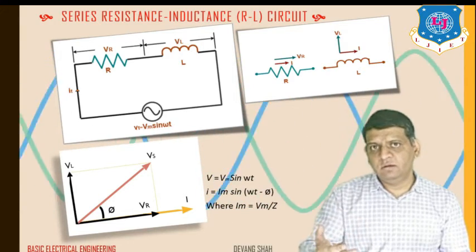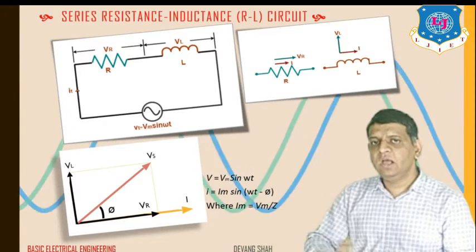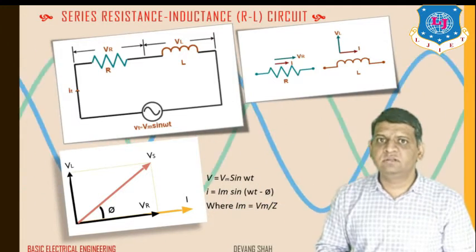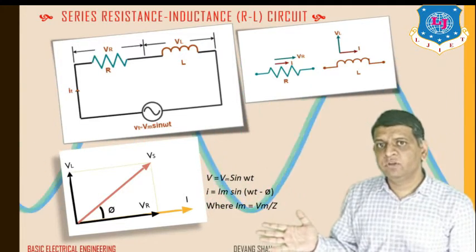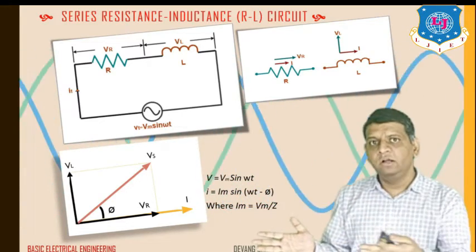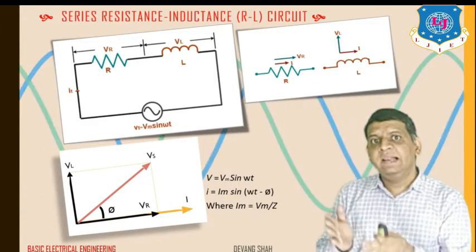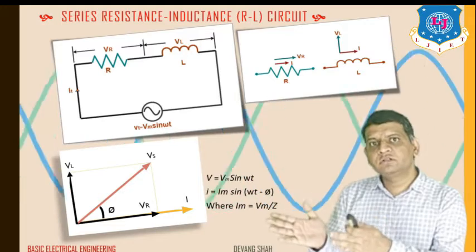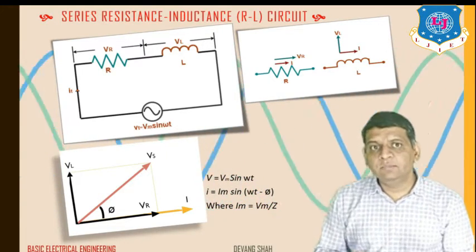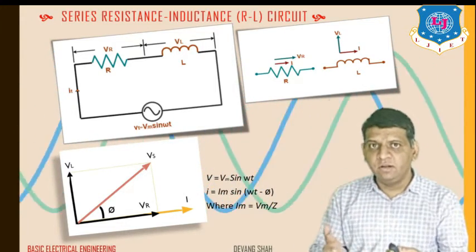So I can define the relation of voltage and current this way: v equals Vm sin omega t, i equals Im sin(omega t minus phi), and that phi is my resultant angle. You can see this from the phasor diagram. So here the phase difference is minus phi. Current is lagging by angle phi with respect to the voltage. From this, you can also define Im equals Vm divided by Z, and that Z is defined as the impedance, which we'll discuss in a minute.